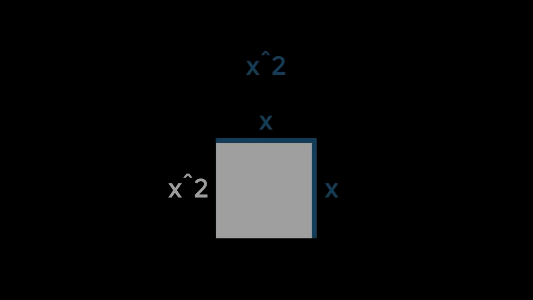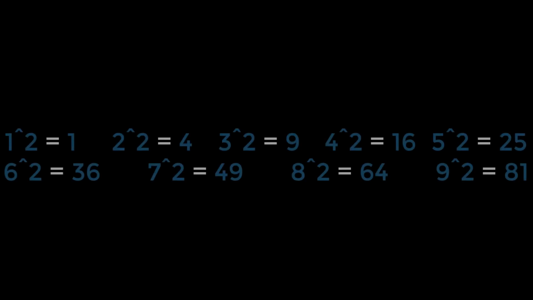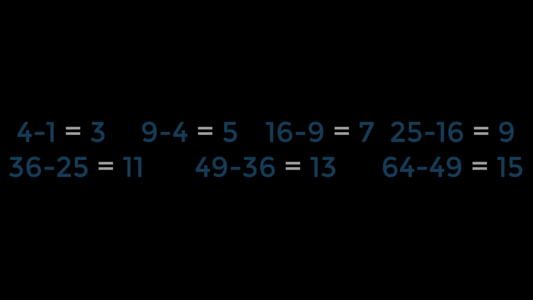I came across one of these patterns recently, and I found it very interesting. This pattern has to do with the squares of numbers. 1 squared is 1, 2 squared is 4, 3 squared is 9, 4 squared is 16, and so on. I was curious if the square numbers had a structure to them, so I started subtracting them from each other. 1 from 4, 4 from 9, 9 from 16.